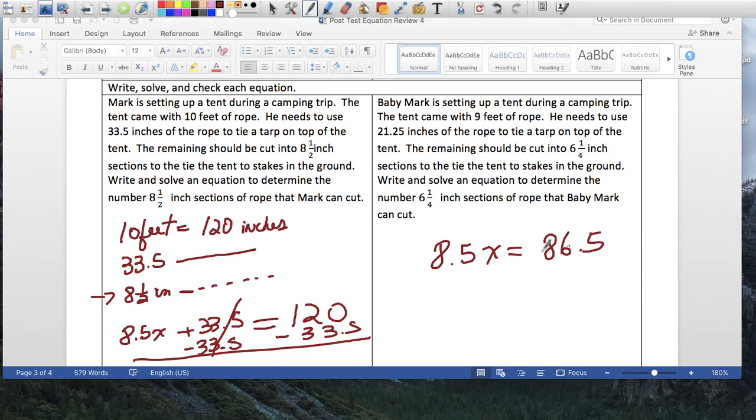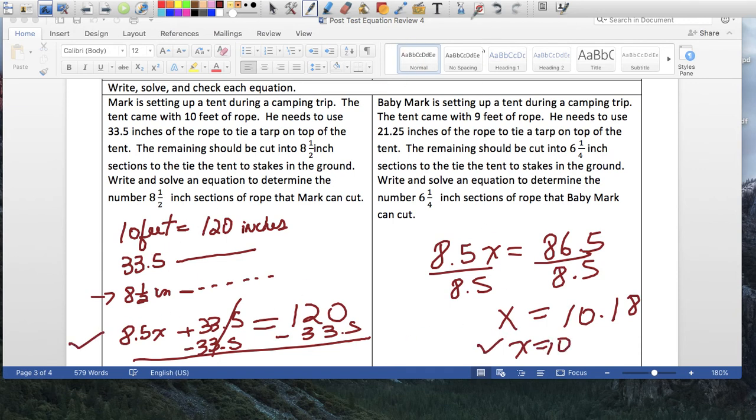So once we imagine he has a whole 120 inches, he cut 33.5. We have 86.5 left over. Now he's going to cut them into little pieces of 8.5 inches. How many pieces can he have? Divided by 8.5, it's going to give us 10.18. So the maximum number of little pieces that he can cut is 10. Make sure you write this. This equation is 1 point, and this answer is 1 point.